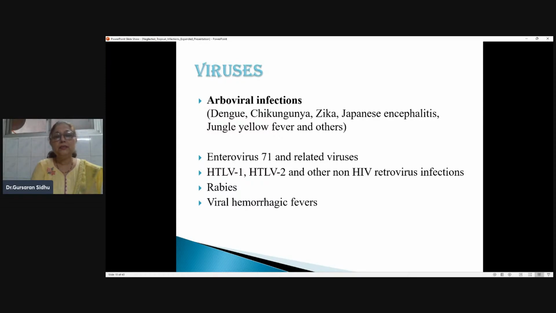Dengue, chikungunya, Zika, Japanese encephalitis. Yellow fever is not seen in India, but anybody who's traveling abroad, especially to African countries, needs a vaccination for yellow fever. Similarly, enteroviruses 71 and related viruses, HTLV1, HTLV2, and other non-HIV retroviruses infection. Rabies is our huge concern because we want to prevent rabies.